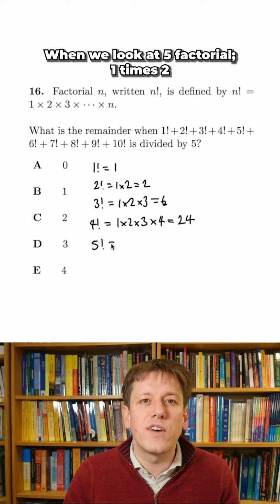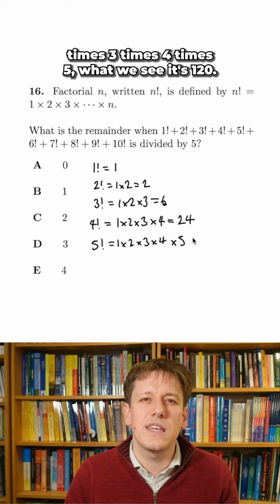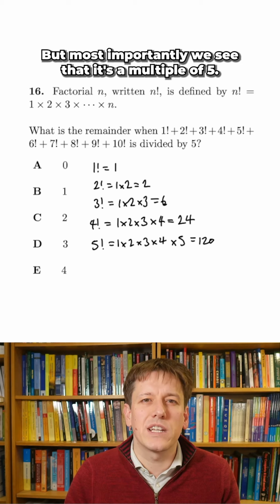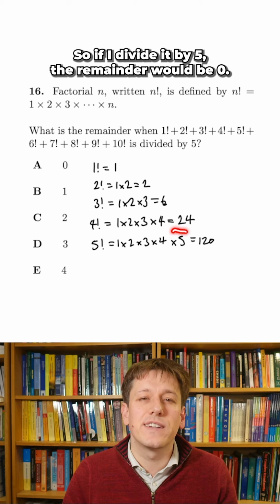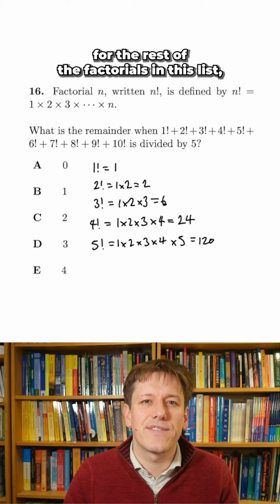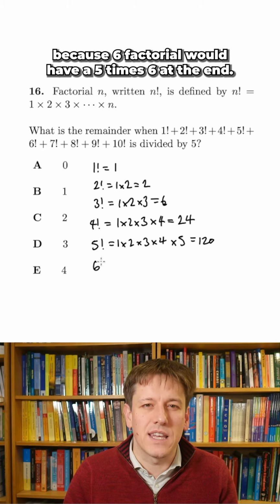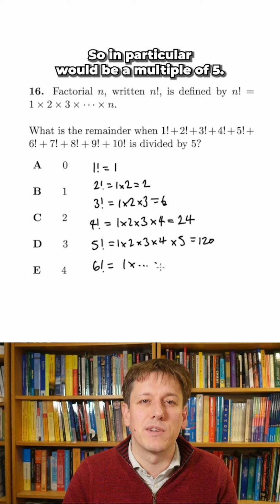question. When we look at 5 factorial, 1 times 2 times 3 times 4 times 5, well we see it's 120, but most importantly we see that it's a multiple of 5. So if I divide it by 5, the remainder would be 0. And that's actually true for the rest of the factorials in this list, because 6 factorial would have a 5 times 6 at the end, so in particular it will be a multiple of 5.